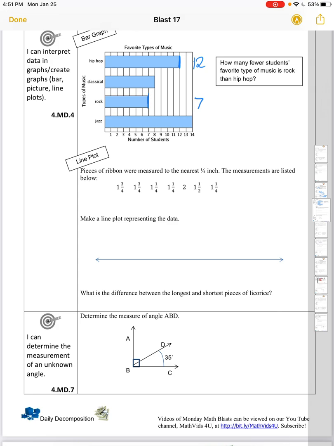So the question was how many fewer students' favorite type of music is rock than hip hop. So that's a subtraction problem here. 12 minus 7 is 5. So we can say 5 students.